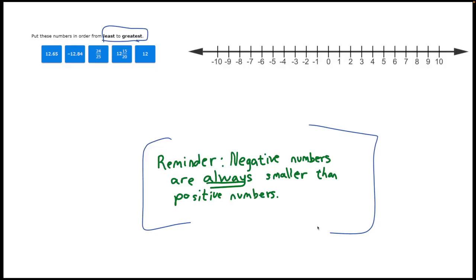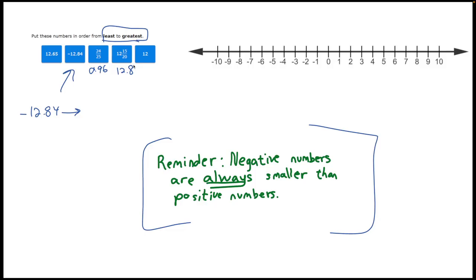That would also be true. So you notice that it says put these numbers in order from least to greatest, and I have one negative number. Well, the negative number has to be the smallest, right? Because negative numbers are always smaller. And so negative 12.84 is our smallest number. And then for the rest of these, if we convert these to decimals, this would be 0.96. This would be 12.8. And so from there, we should know how to compare these, right? We covered this in the previous video.